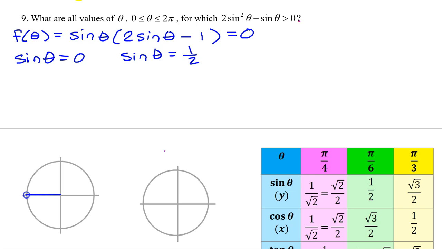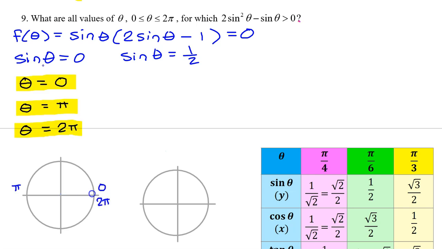Actually, I'm noticing that 2 pi is included in the domain. So if I go all the way back to the beginning and back to here, this is a third place where the y values are equal to 0. So sine theta, and thus f of theta, will equal 0 at the critical values of 0, pi, and 2 pi. Where will sine theta equal 1/2?